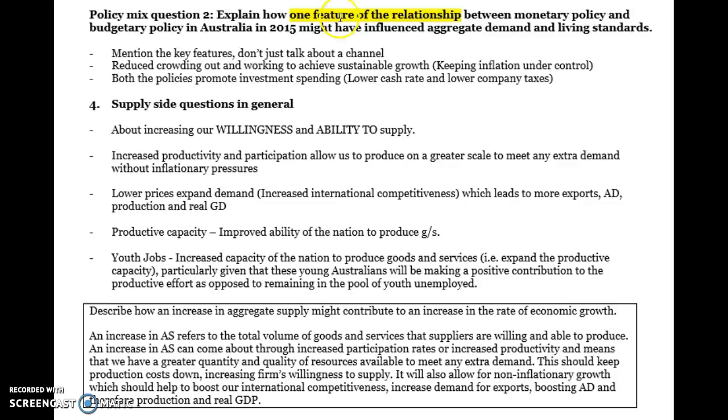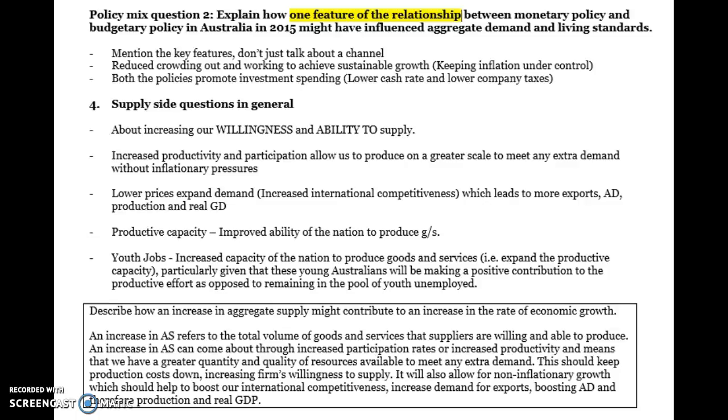How I would answer the question is, I would go with lower interest rates working in accordance with lower company taxes, which are both working to promote investment spending. The lower cash rate encourages borrowing, while the lower company tax rate encourages investment as well, because firms get to keep more of their after-tax profits.